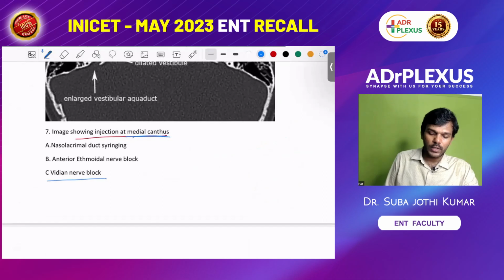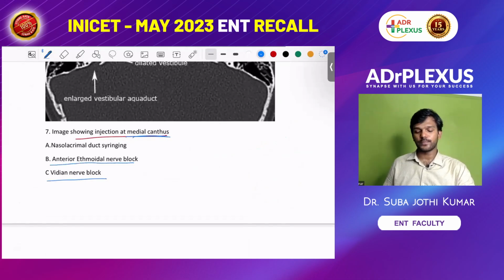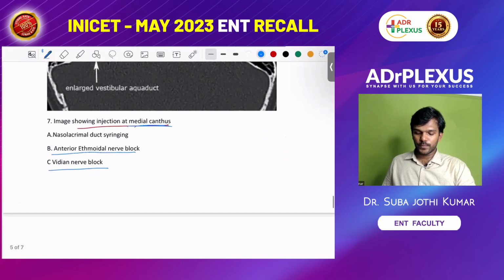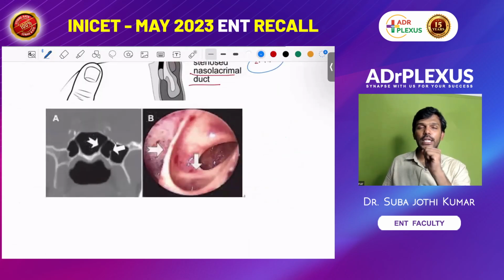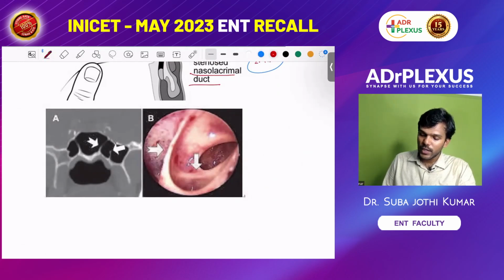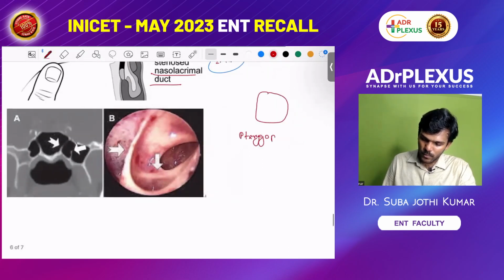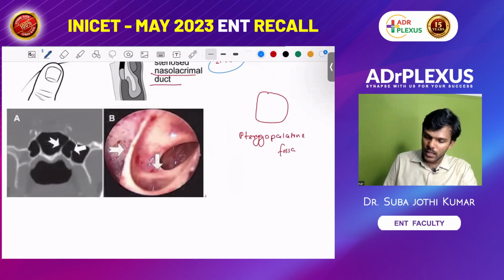What is median nerve block? What is anterior ethmoidal nerve block? So median nerve is nothing but a nerve that travels through the median canal. What is median canal? For example, if you are having the pterygopalatine fossa like this, so from the skull base, we are having a canal called median canal.